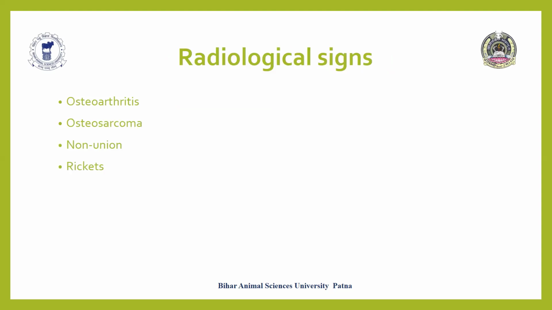Then there are particular conditions. Suppose I have written just 4 of them, but there may be multiple other conditions which have their own specific radiological signs. So you should be knowing, if there is rickets, what type of sign will be there. If there is a fracture, how it will look. If there is non-union, how it will look. There is a characteristic sunburst appearance seen in case of osteosarcoma. If there are pathological signs on the radiograph which are very diagnostic, then you must be knowing about those radiological signs.